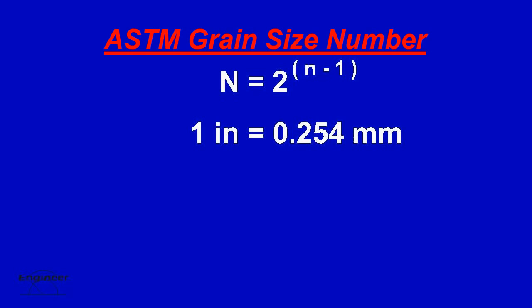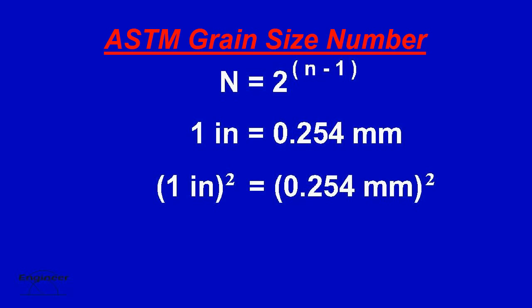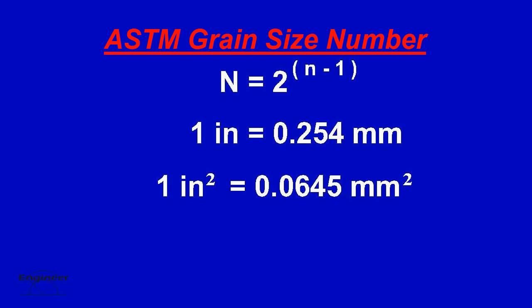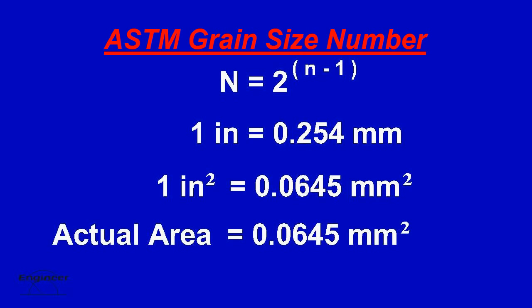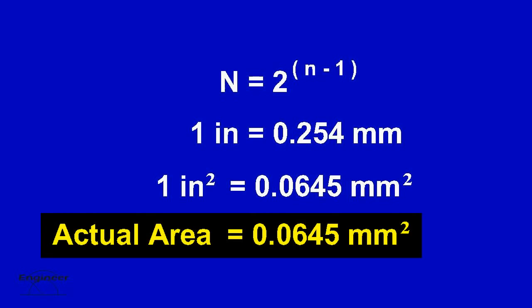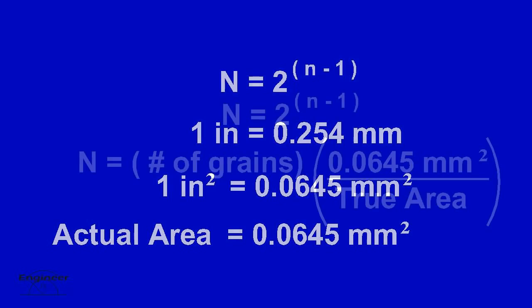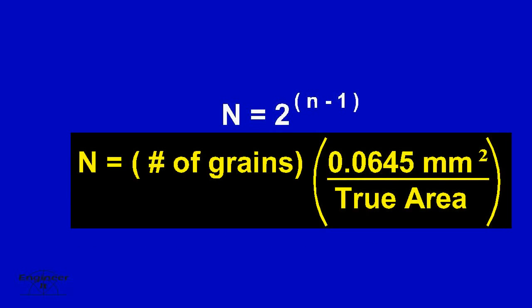So 1 inch on a 100 magnification photo is actually 0.254 millimeters on the specimen. And 1 square inch on a 100 magnification photo is actually 0.0645 square millimeters. Therefore, the actual area per ASTM is equal to 0.0645 square millimeters. We now have an equation with all the variables known and are able to solve for big N.